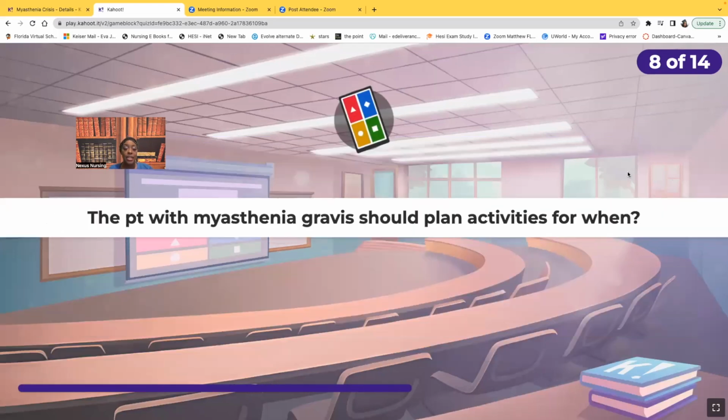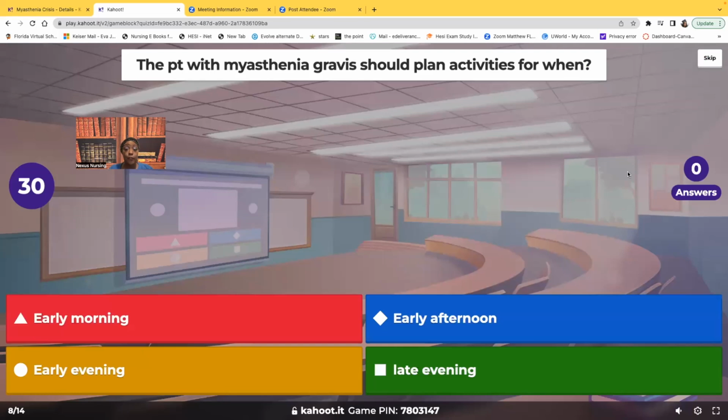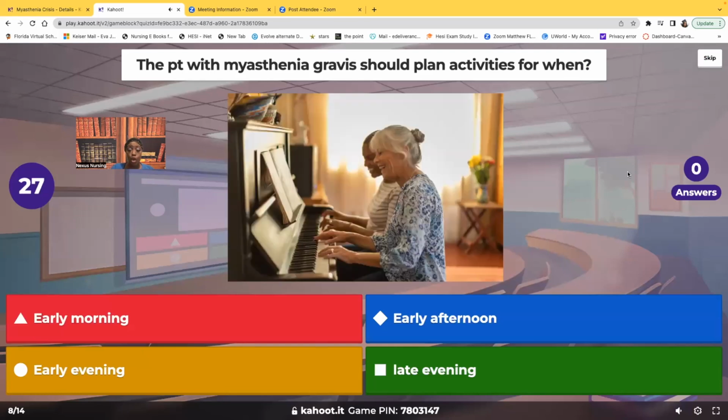The patient with myasthenia gravis should plan activities for when? Should it be early in the morning, early in the afternoon, early in the evening, or late evening? When should the patient with myasthenia gravis plan activities?